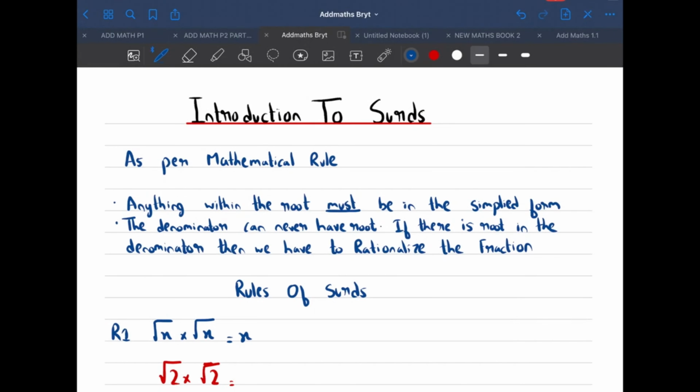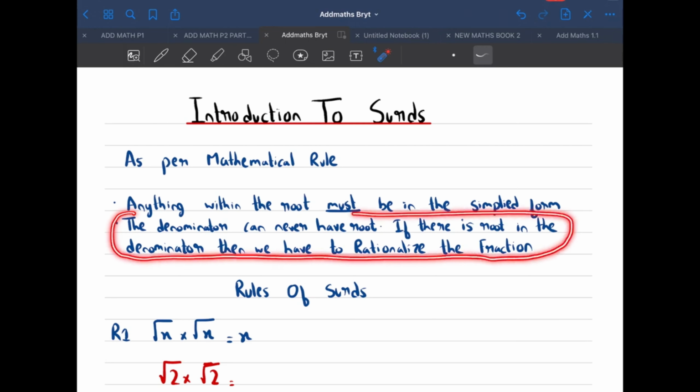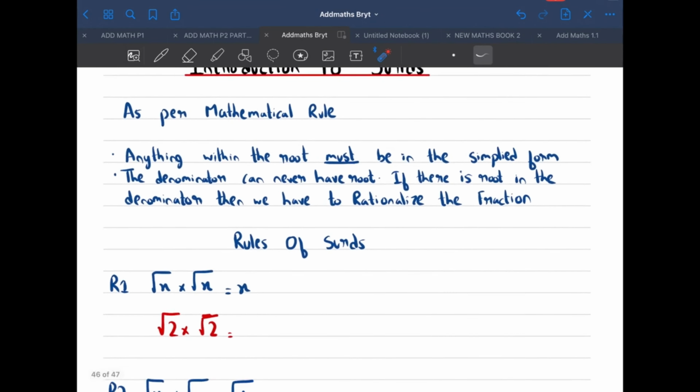In this lesson, I'm starting the other part of this chapter, that's Surds. And in this lesson, I'll be giving you an introduction to Surds. If we talk about mathematical rules, there are two things. Anything within the root must be in the simplified form. If that's not done, your answer won't be accepted. The next thing, the denominator can never have a root. If there is a root in the denominator, then we have to rationalize the fraction. So let's begin with the rules of surds.